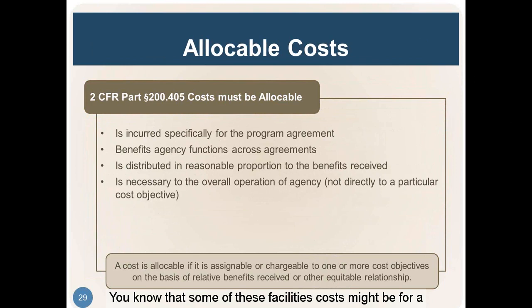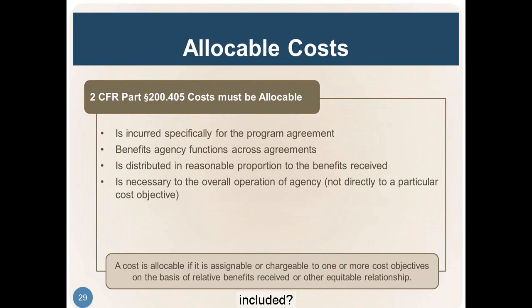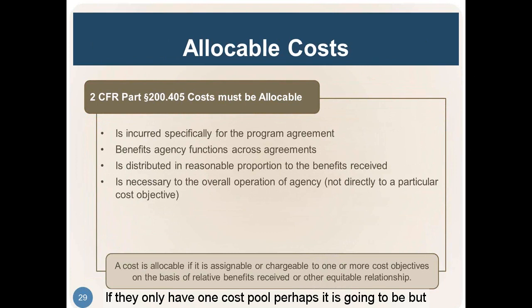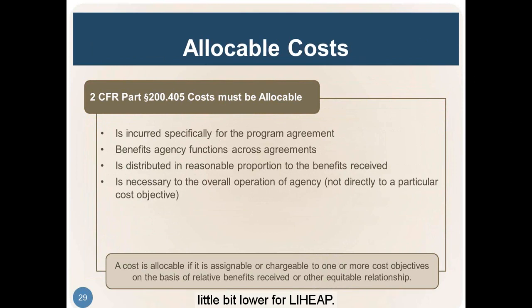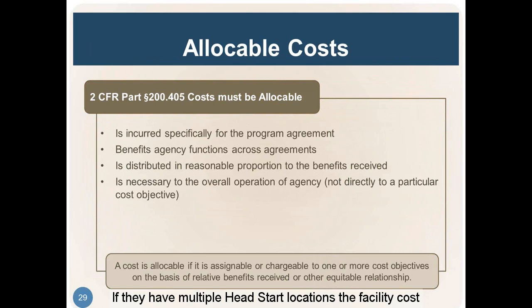You know that some of these facilities costs might be for a facility that has nothing to do with LIHEAP. If it's a Head Start facility across town, should that be included? Well, if they only have one cost pool, perhaps it's going to be, but that should be reflected at the end when your rate would be a little bit lower for LIHEAP, because Head Start, if they have multiple Head Start locations, their facility costs would be much higher. So those are the types of things you're going to want to look at. And of course, all of these indirect costs are allocable to multiple programs, to multiple activities. It doesn't just have to be federal programs. If they have non-federal program activity, they get to share in some of the costs as well.